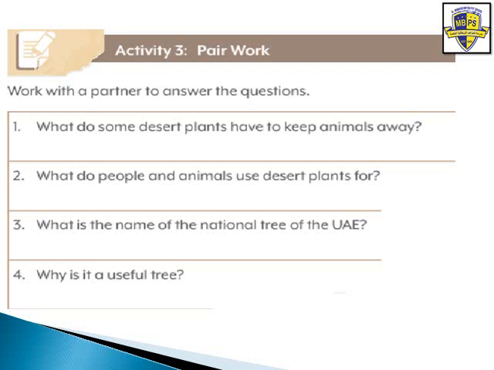Okay, now let us check these questions and try to answer them together. Number 1. What do some desert plants have to keep animals away? Remember what I told you? They have thorns, and thorns are sharp and pointed on the plant to keep animals away.